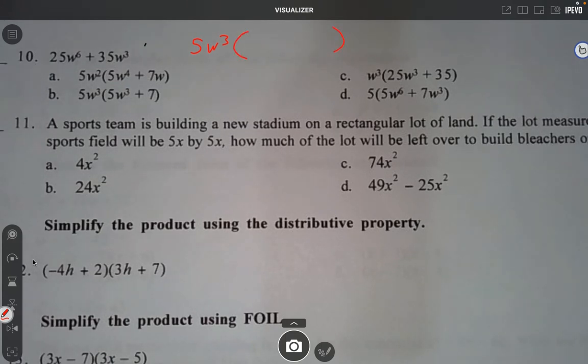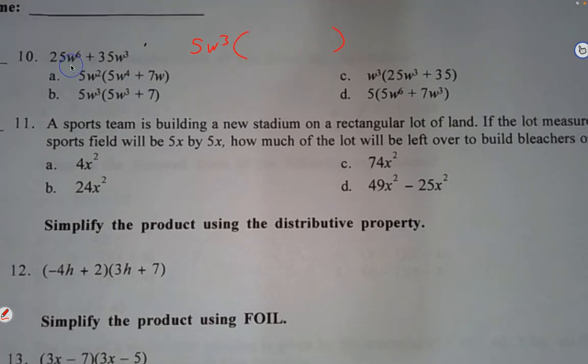Let's divide by that. What is 25 divided by 5? 5. I pulled 3 W's out. How many would I have left in there? 3. Because they have to add to 6. And what's 35 divided by 5? 7. And I already pulled all 3 of those W's out. So your answer, yeah, it's B.